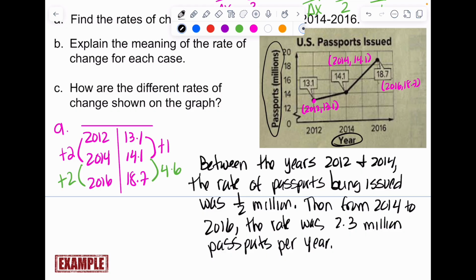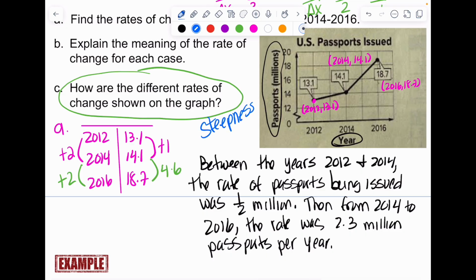There was definite growth. And how do we know that? How are the different rates shown in the graph? Look at the steepness. Look at the steepness from here, we're going up 1/2 versus here, we're going right up 4.6 over that 2-year period. And so we have a much steeper piece of the graph.